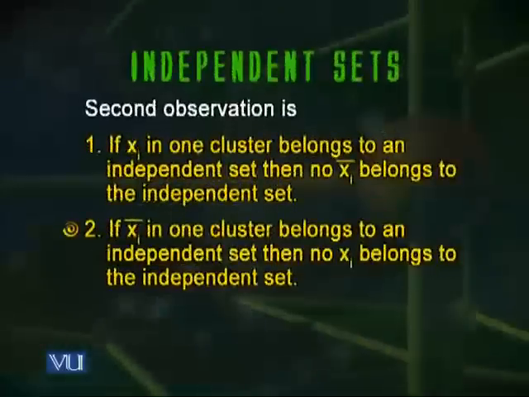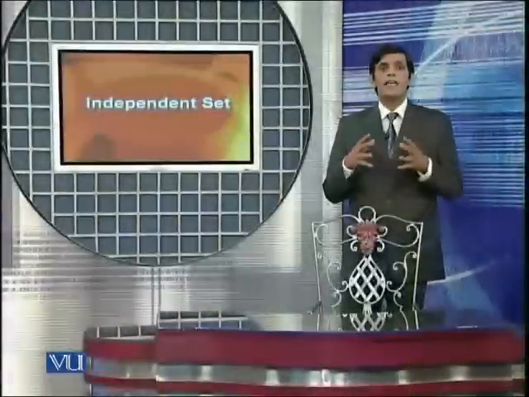So that's another property that we know of the independent set. An independent set can hit each cluster at most once, and the second thing is, if it picks up xi, then it cannot pick up xi bar from any other cluster. Similarly, if xi bar in one cluster belongs to an independent set, then no xi can belong to that particular independent set. That is just taking our logic and reapplying it to the literal xi bar.